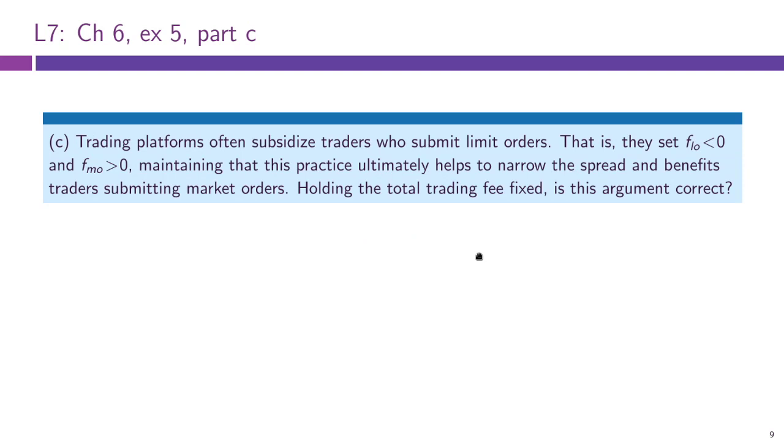Trading platforms often subsidize traders who submit limit orders, meaning that they set negative fees for limit orders and positive fees for market orders. And they claim that this practice ultimately helps to narrow the spread and benefits traders submitting market orders. Holding the total trading fee fixed, is this argument correct? So we've just seen that doing this does help to narrow the spread. This was part B. But does this benefit traders submitting market orders? Once again, I give you the opportunity to answer.